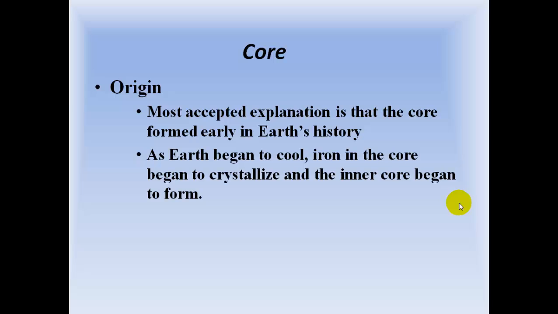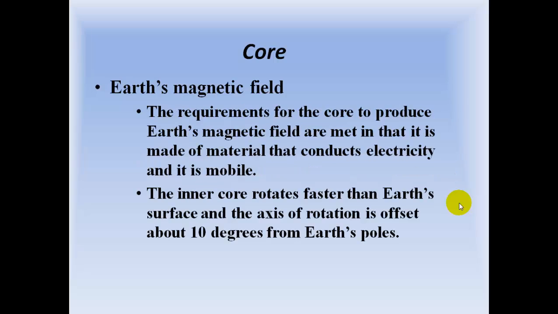The origin: the most accepted explanation is that the core formed early in Earth's history. As Earth began to cool, iron in the core began to crystallize and the inner core began to form. Earth's magnetic field: the requirements for the core to produce Earth's magnetic field are met in that it is made of material that conducts electricity and is mobile. The inner core rotates faster than Earth's surface, and its axis of rotation is offset by 10 degrees from Earth's poles.